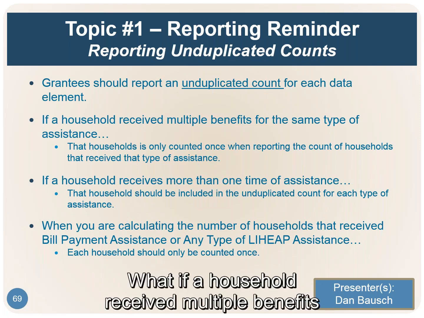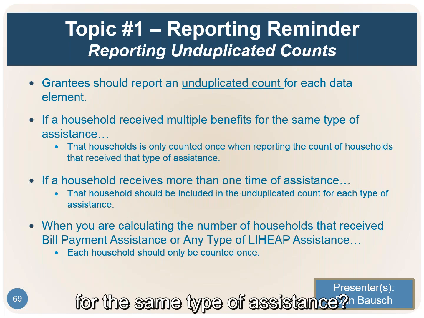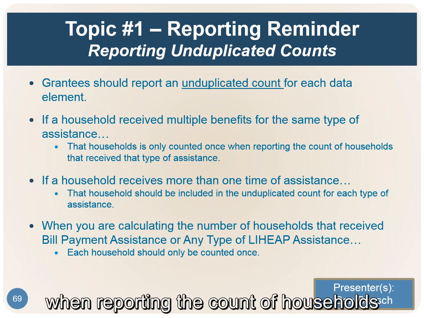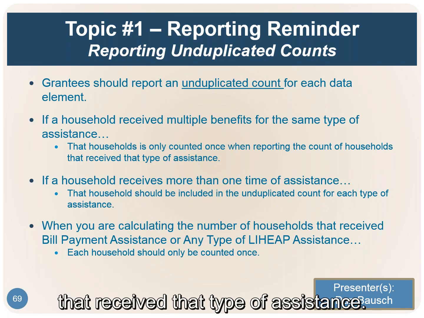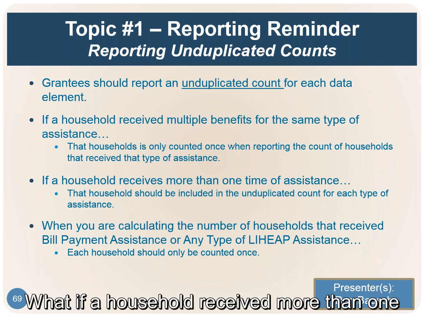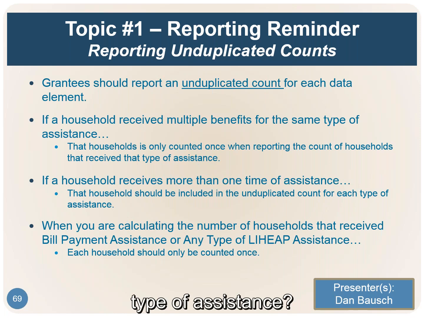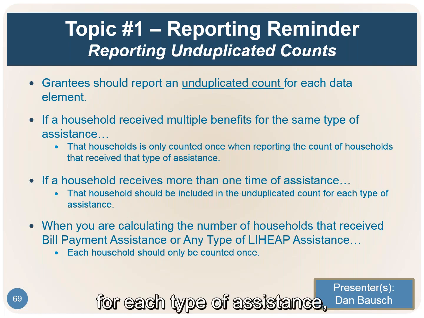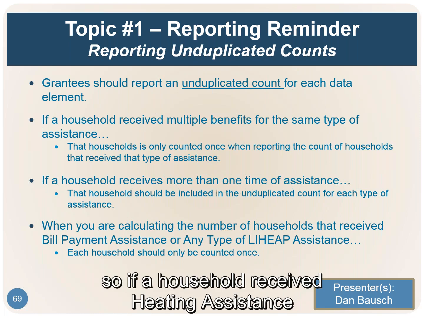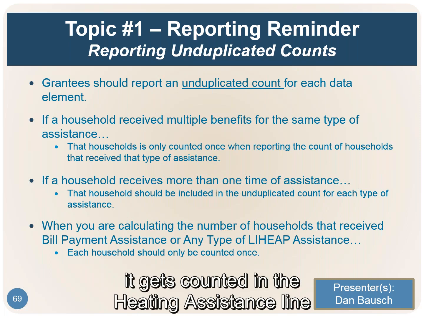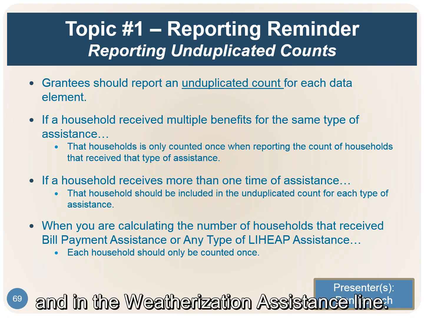What if a household received multiple benefits for the same type of assistance? That household should only be counted once when reporting the count of households that receive that type of assistance. What if a household received more than one type of assistance? Then that household would be included in the count for each type of assistance. So if a household received heating assistance and weatherization assistance, it gets counted in the heating assistance line and in the weatherization assistance line.